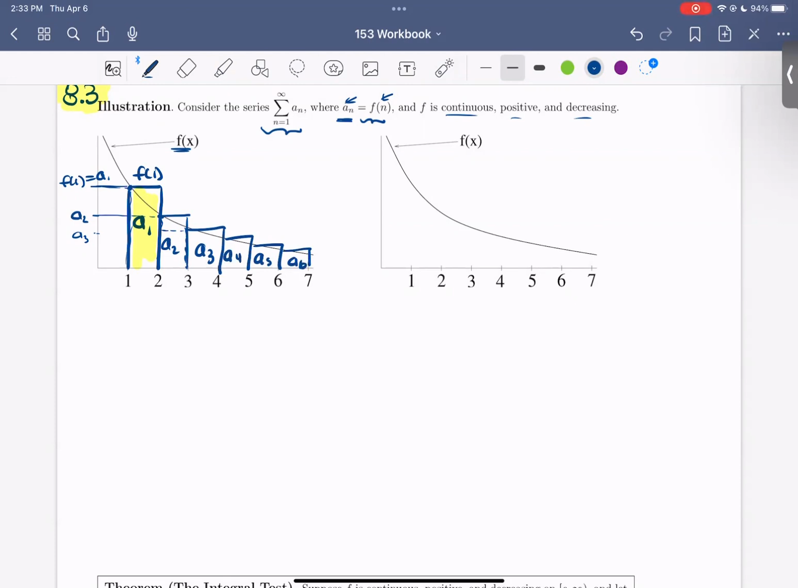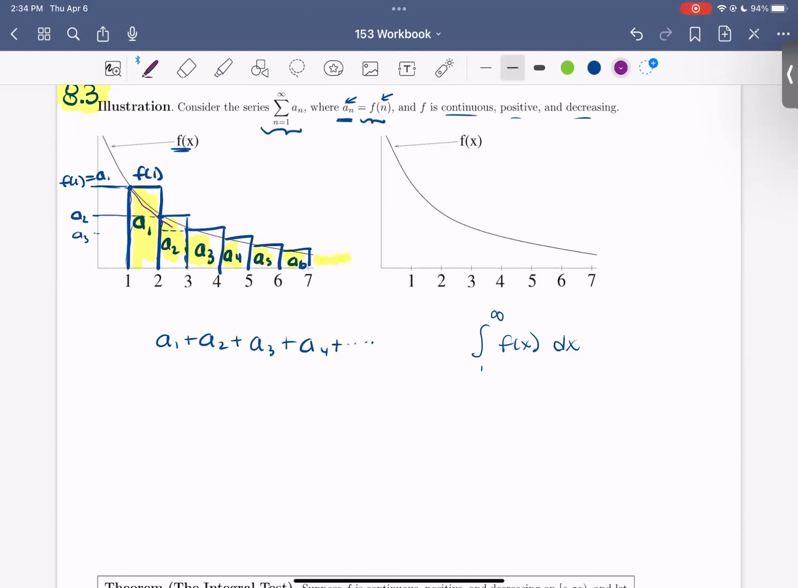Okay, so let's add up those areas together. We're going to assume we did this forever. So we have a sub 1 plus a sub 2 plus a sub 3 plus a sub 4, etc. Now how does that compare to the integral using our curve f from 1 to infinity? I'm going to write out that integral: the integral from 1 to infinity of f of x dx. So how does that compare? Which is larger?